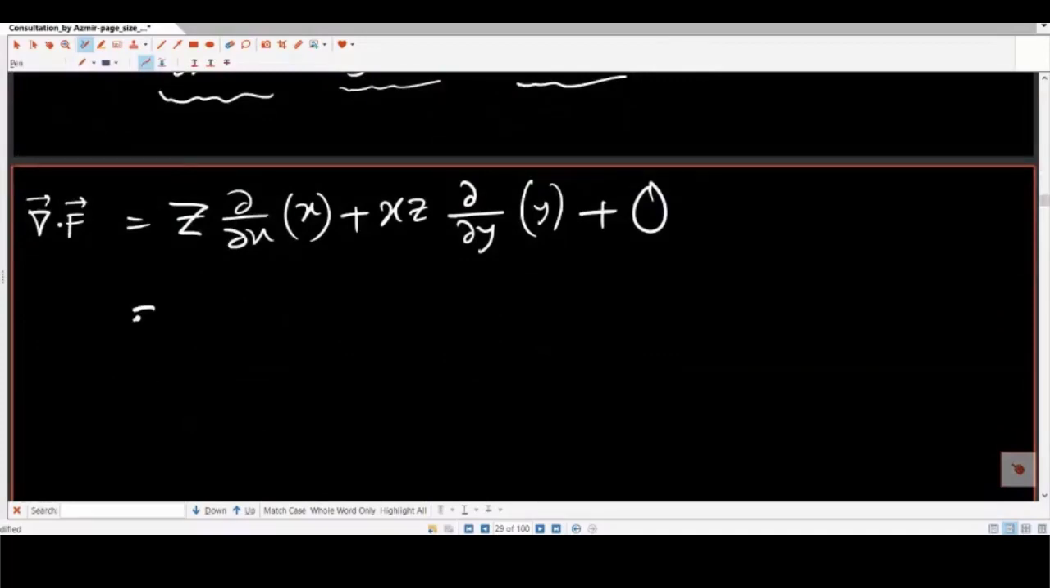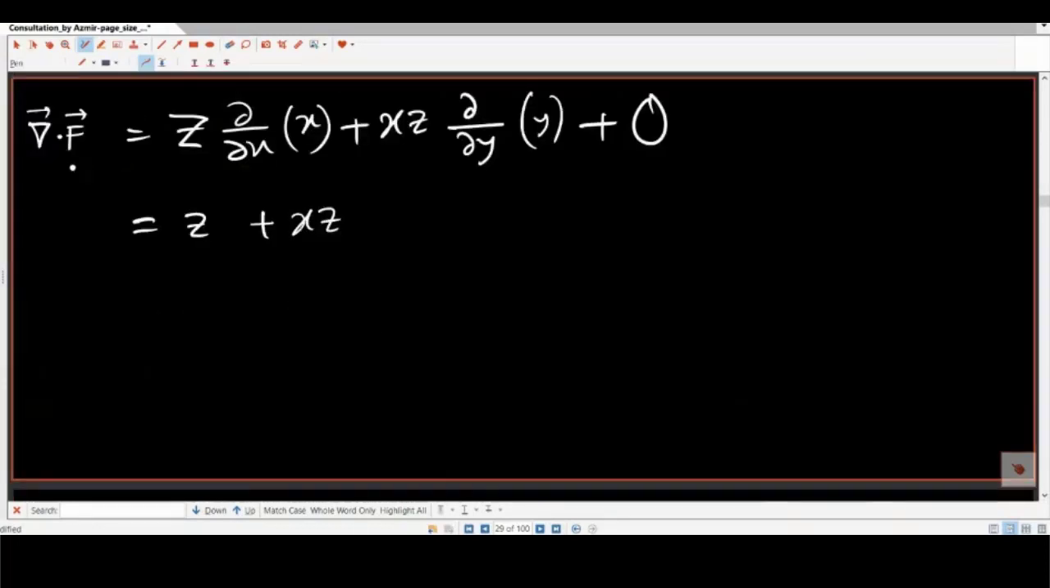Now we have z times the differentiation of x, which is 1, plus xz times the differentiation of y, which is 1. So we have found the divergence of f equals z plus xz. We can see that this is a scalar because there is no i, j, and k. So this is the divergence of f.